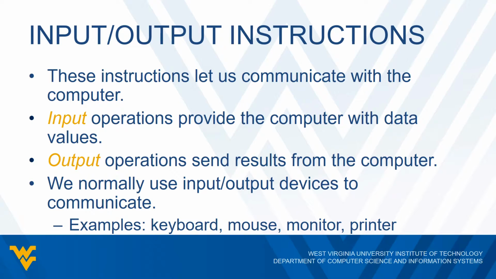Just to give a couple of examples, the keyboard and the mouse would be input devices. We can type something on the keyboard or click something on the mouse, and that sends input to the computer. We can use the monitor or the printer as output devices, because our monitor would display the result of some computation, or our printer can take the output and put it onto a piece of paper.